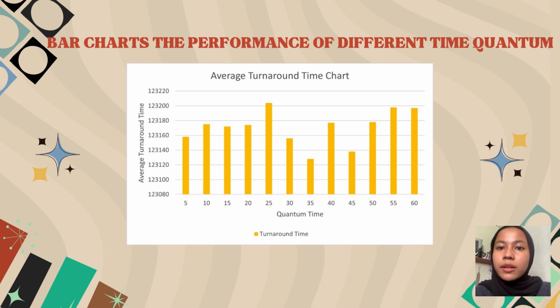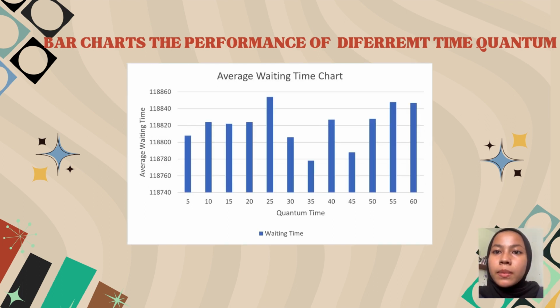For average turnaround time, it increases as the time quantum increases with some fluctuations in between. It initially starts at 123158 for time quantum 5, increases gradually except for some fluctuation at time quantum 15 with the average turnaround time of 123174. It reaches a peak at time quantum 25 with 123204 and slightly decreases at time quantum 30 with 123156 average turnaround time.